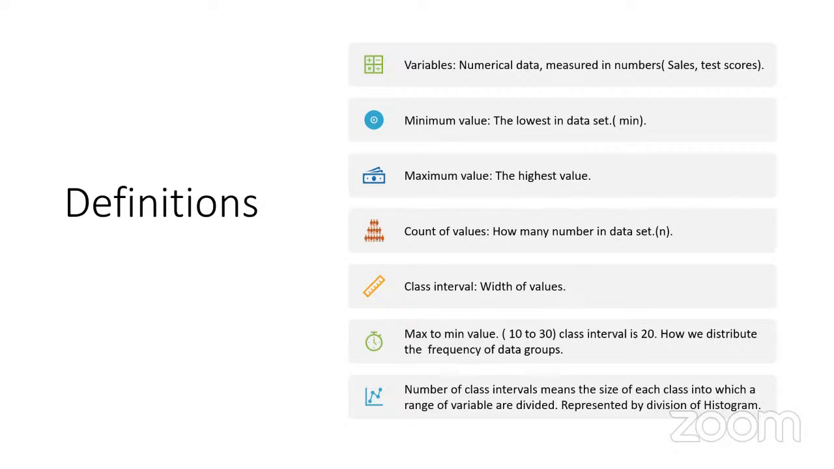The difference between the minimum and maximum value is defined as the class interval. So if I want to distribute the frequency of data, I need to do grouping of data, and by that, I mean the class interval. It's also known as the width of data or the width of values.